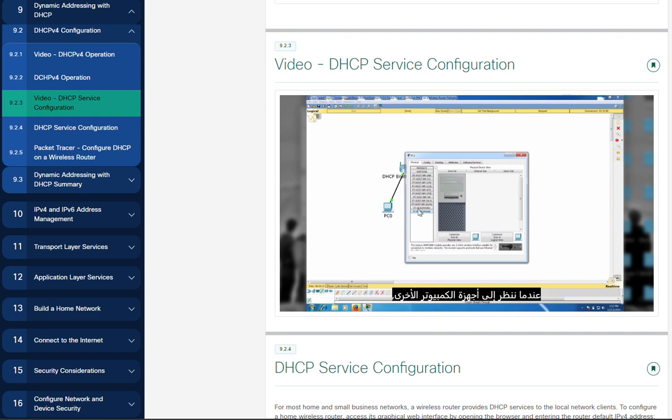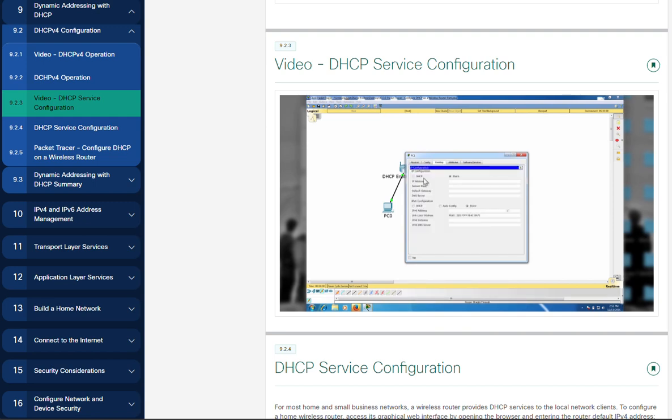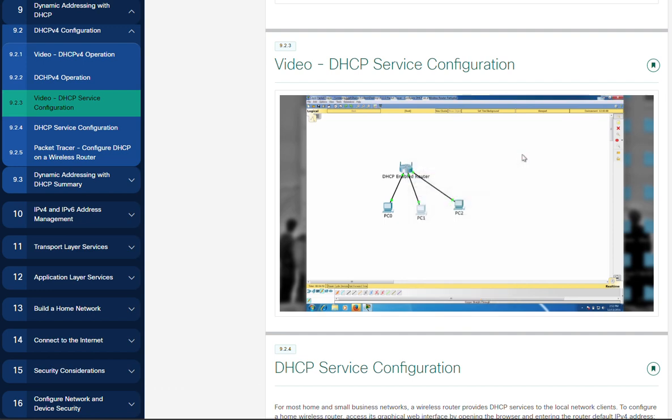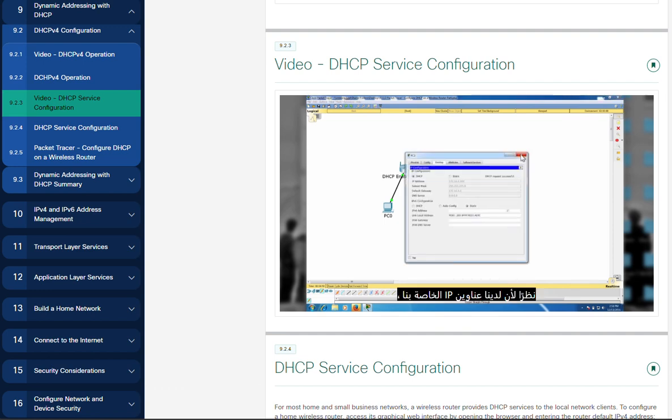When we look at the other PCs and look at their IP configurations, if we change them over to DHCP, they will also get addresses, but they will not be the same address. It will be the next number up. Since we have our IP addresses set, now we can go out and test our network connectivity.